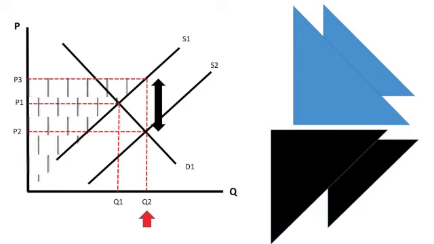But that still leaves this, okay? And this triangle highlights that actually there is still a deadweight loss attached to this. And that's because the government is having to fund it, and there is still a welfare loss of that triangle.